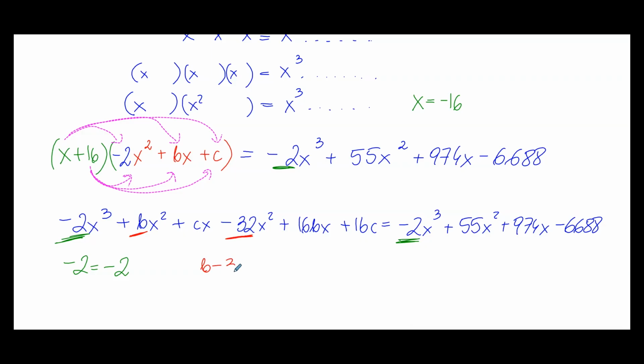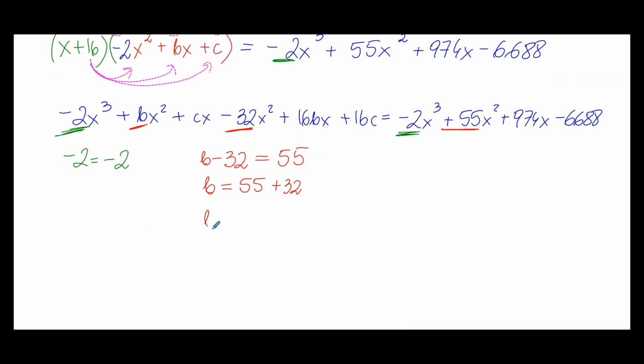So b minus 32. And that will be the same as the number that stands on the other side of the equation beside x to the power of 2, in this case 55. So in order to find the value of b, we move minus 32 to the other side of the equation. We change the sign. We put that in the calculator and we get that the value of b is 87. So I already have the value of b here. I only need to find the value of c.